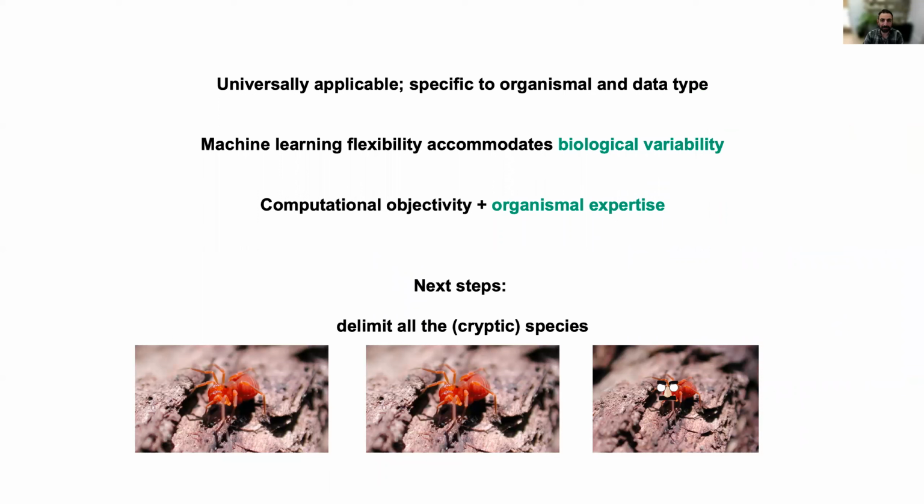You can make custom training data sets specific to any organism and or data type. For example, I made a custom training data set for low dispersal opiliones and UCE data specifically. So machine learning in general is pretty flexible, and here that flexibility accommodates the biological variability fairly well. And I feel that this approach is a good combination, combining the objectivity that we desire in computational species delimitation and coupled with our organismal expertise based on years and years of experience.